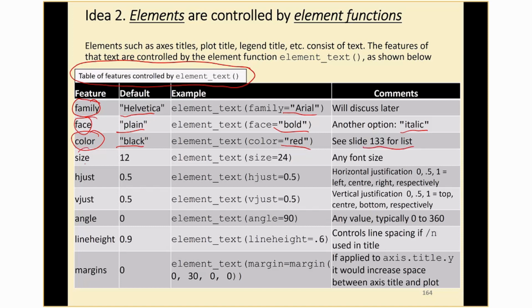The size you can change, the horizontal or vertical justification. By default, the angle of the text is going to be horizontal, but you can rotate it 90 degrees with code like this. Earlier on, we showed the \n. We wanted to produce a line break, and this will change the line height. And finally, we've got margins, because if you look at some of your plots, you might notice that in some cases the title is squished up a bit closely to the plot itself. You might want to change that.